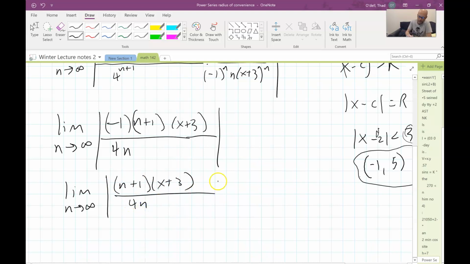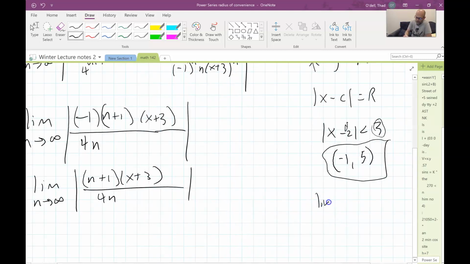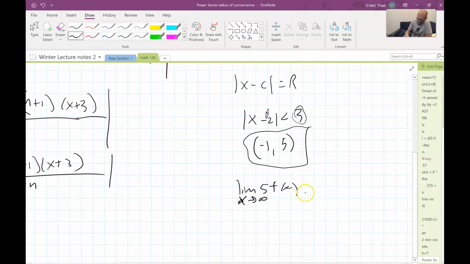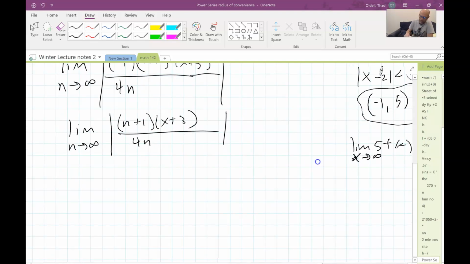Now, here's the interesting part. When I'm taking a limit, remember if I have a limit of, say, 5 times f of x as x approaches infinity, that's the same thing as 5 times the limit of f of x as x approaches infinity. Remember that? If I have a scalar multiple, I can move that in or outside the limit. And so we're going to do the same thing here.